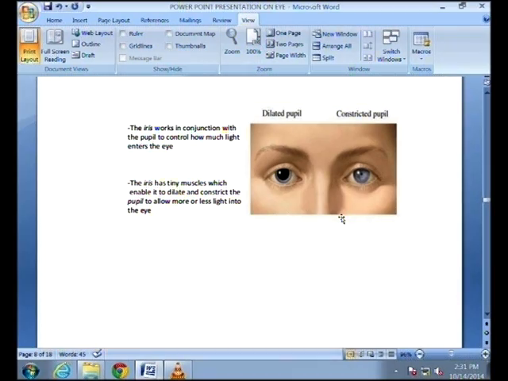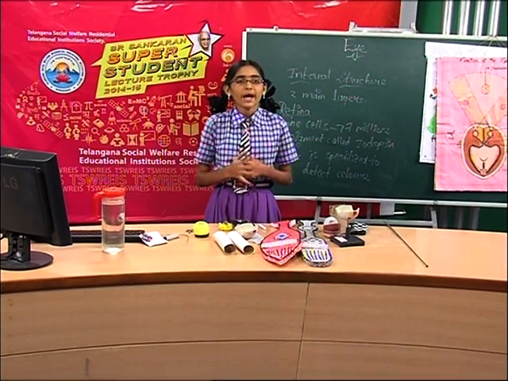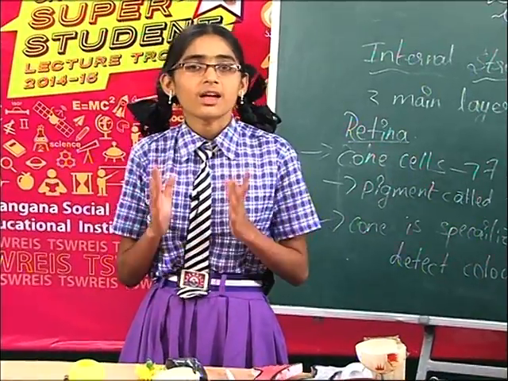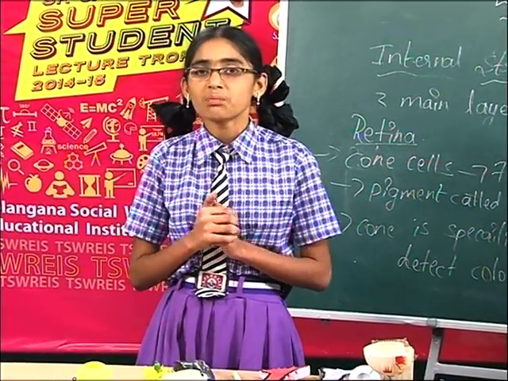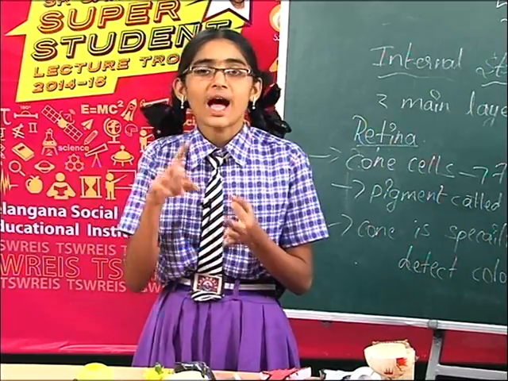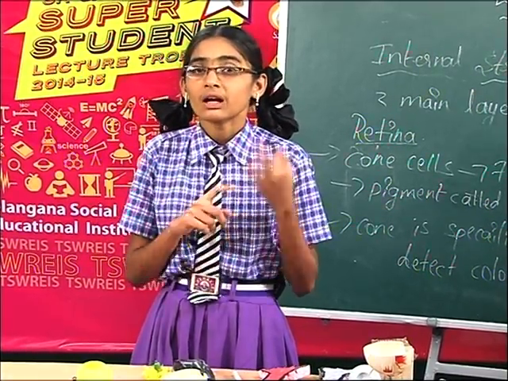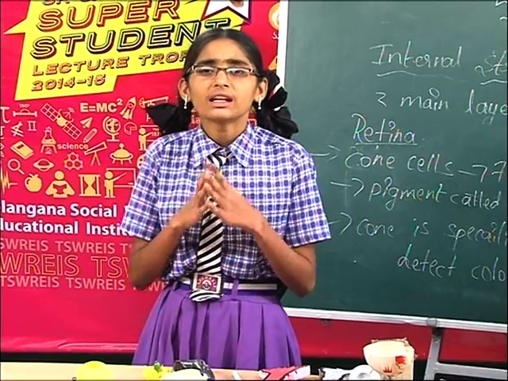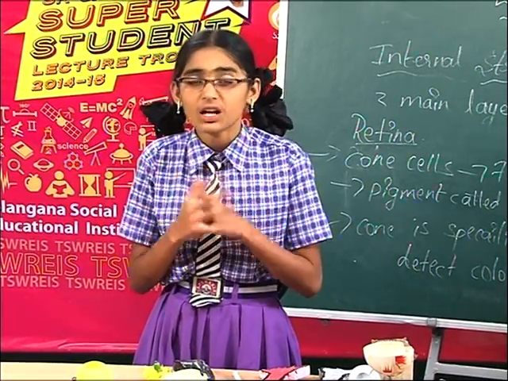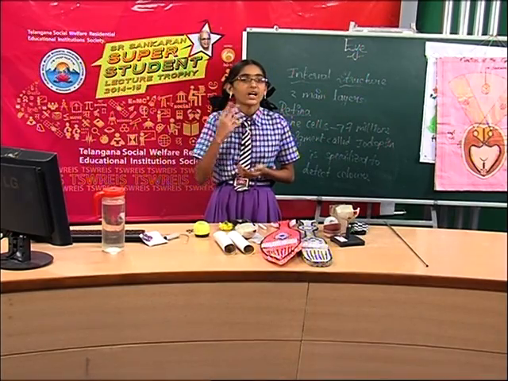Do you know, Tswreis, how our eye is protected? Each eye is protected by eyelids, eyebrows and eyelashes. What do they do? They protect our eye from the external environment, and the vitreous chamber present in our eye protects it from mechanical shocks.